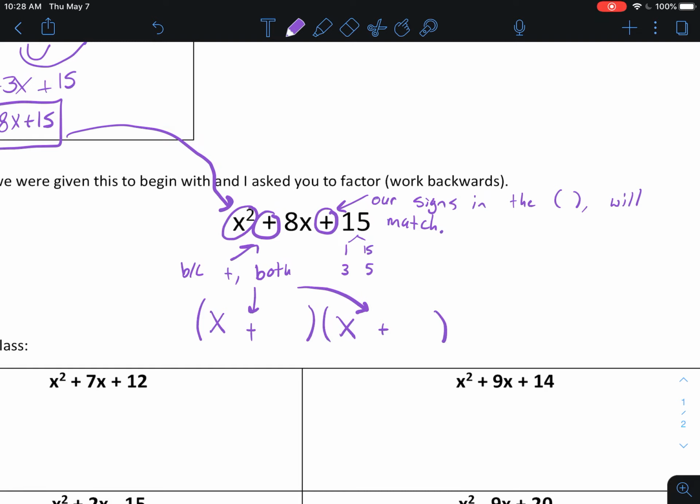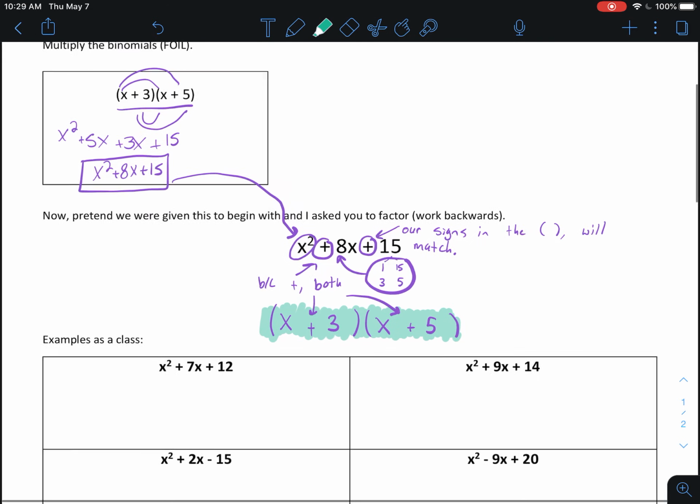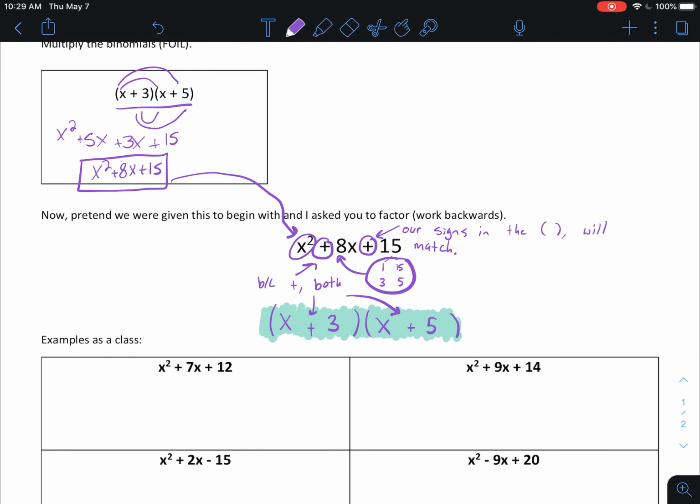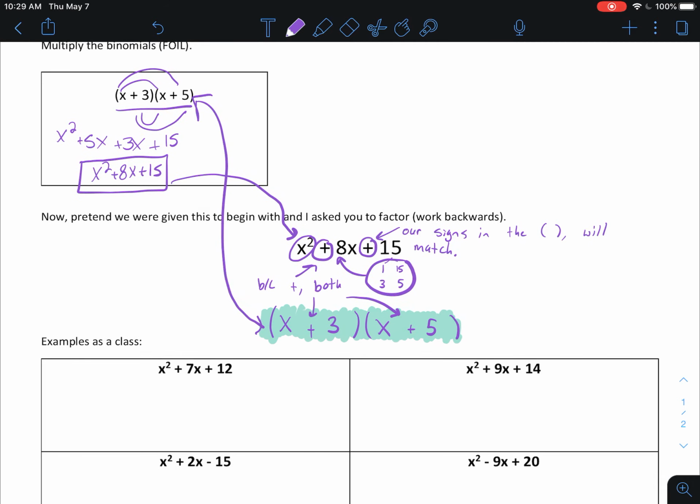And then the last one that we need to figure out is which two factors, if we added them together, would give us an 8. So 1 plus 15 is 16, so that's not right. 3 plus 5, though, if we had 3 here and 5 here, would give us 8. So then our final answer is going to be x plus 3 multiplied by x plus 5. And that would be the backwards operation of FOILing. So look, now the answer that we started with a long time ago when we FOILed should now match our factored answer. And that's how you factor.